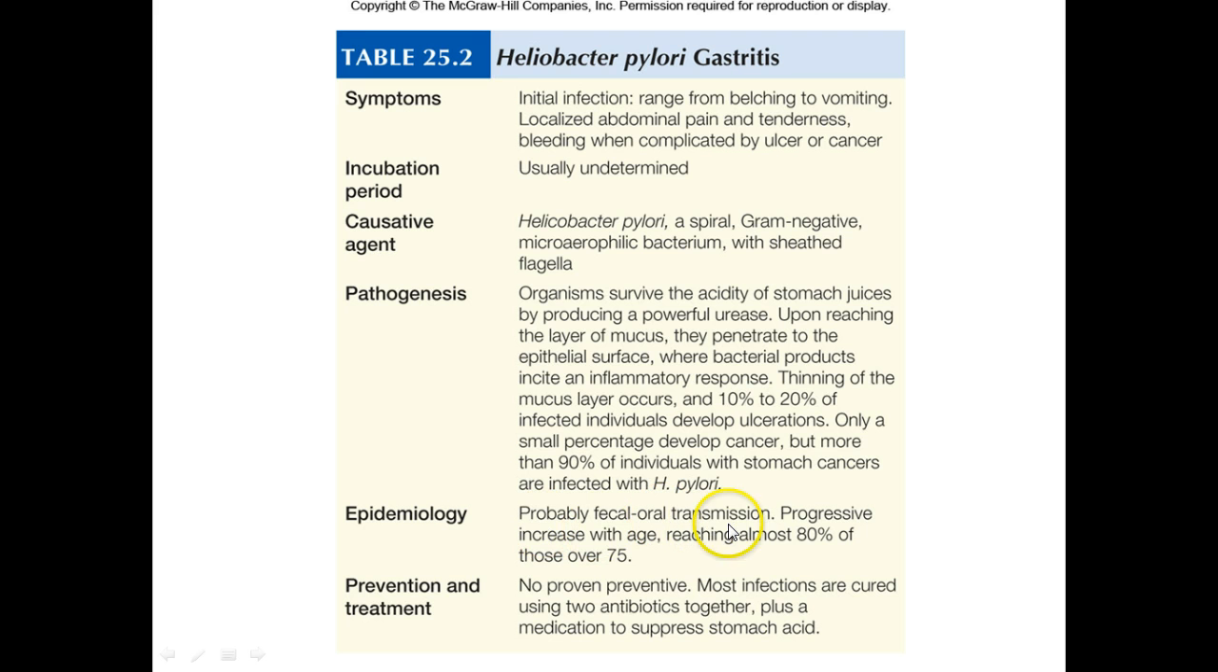So they believe it is probably a fecal-oral route of transmission. So somehow you've come in contact, right, with poo and ingested it. Progressively increased with age, reaching about 80% of those over 75 years old may experience this type of infection. No proven preventative. Most infections are cured using 2 antibiotics together, plus, as I said, medications to reduce stomach acid to allow the stomach to heal.